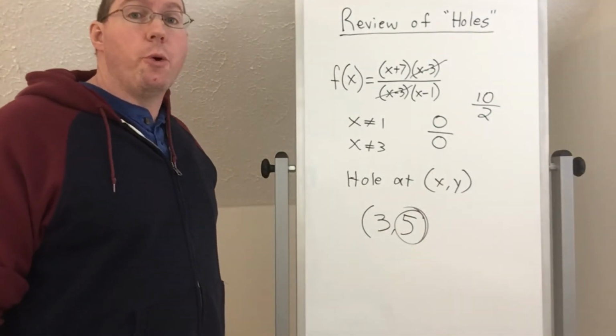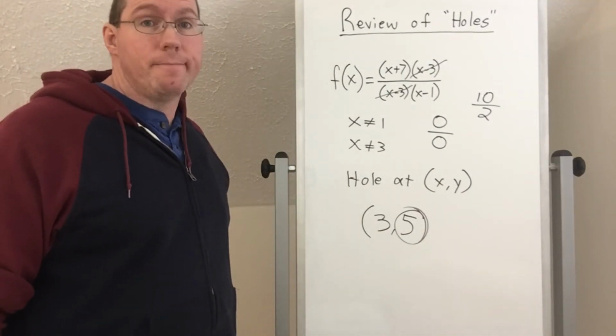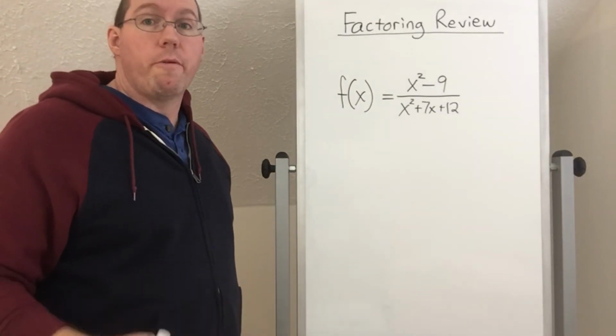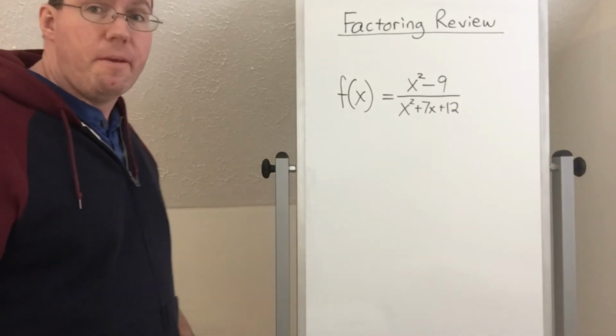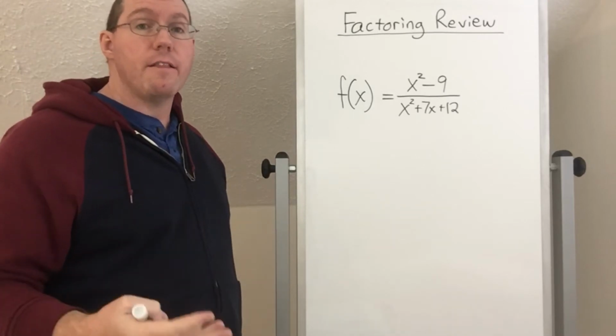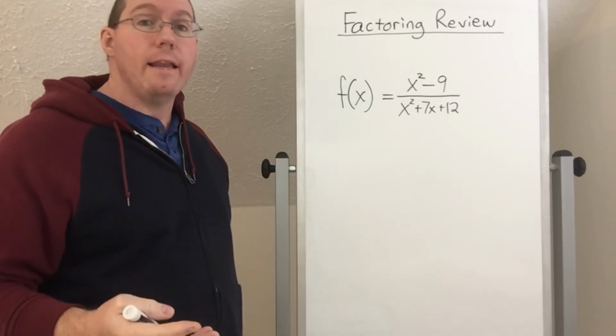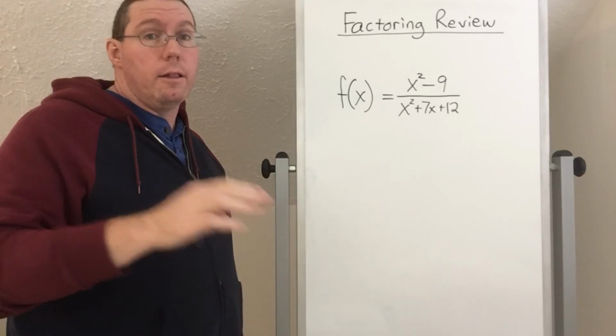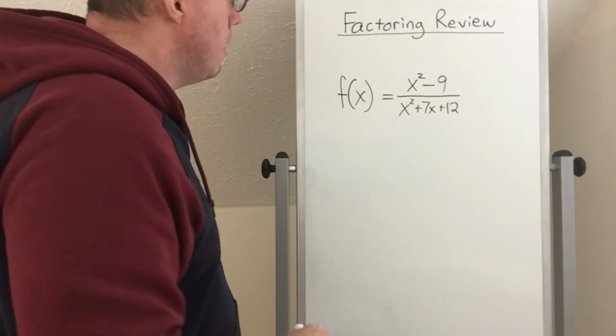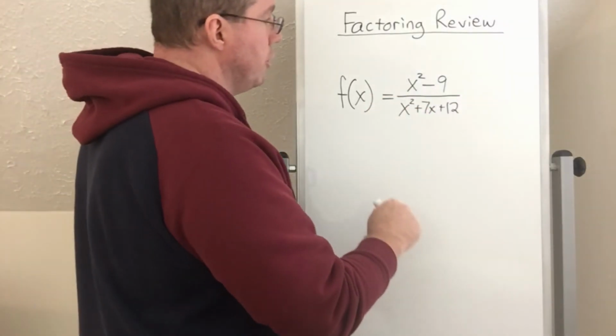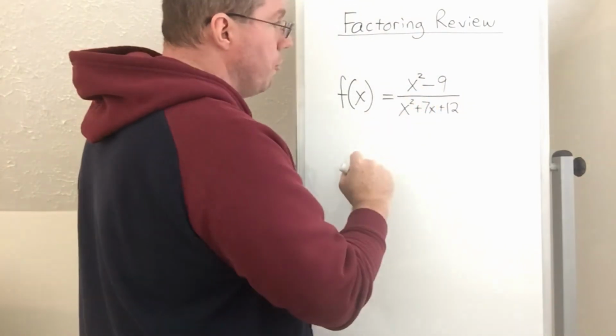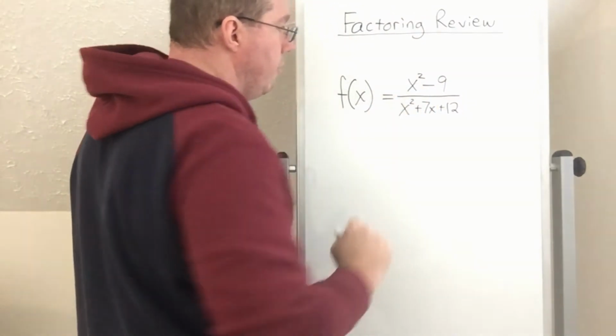And now we're just going to do a quick review of factoring. Typically with factoring, there are a couple different kinds of factoring, and we may use any or all of them in learning about limits, okay? So let's say that we have this rational function here. You can see it has a quadratic in the numerator and it has a quadratic in the denominator.